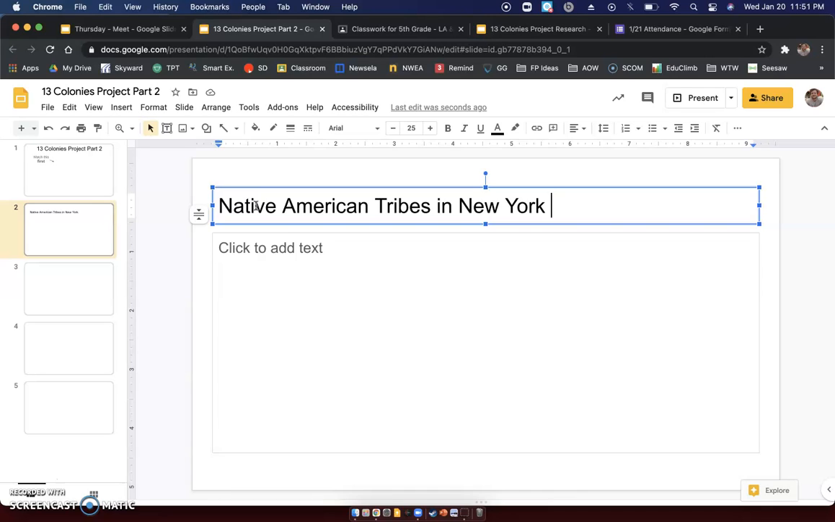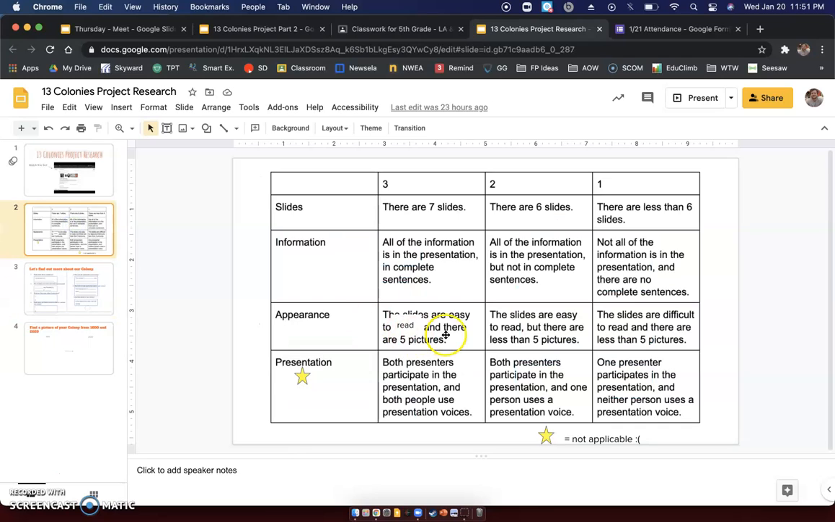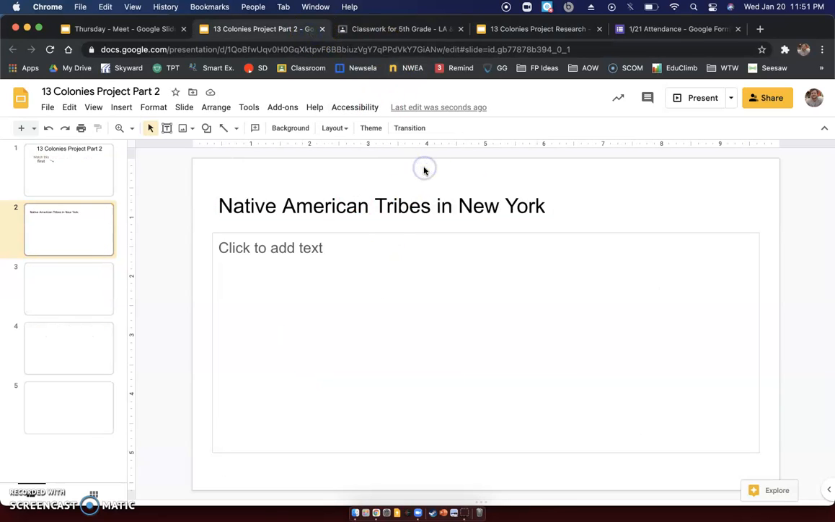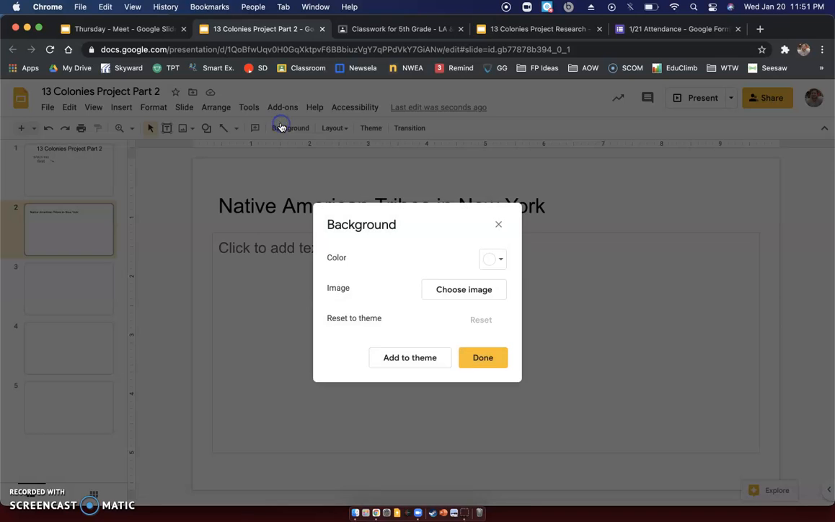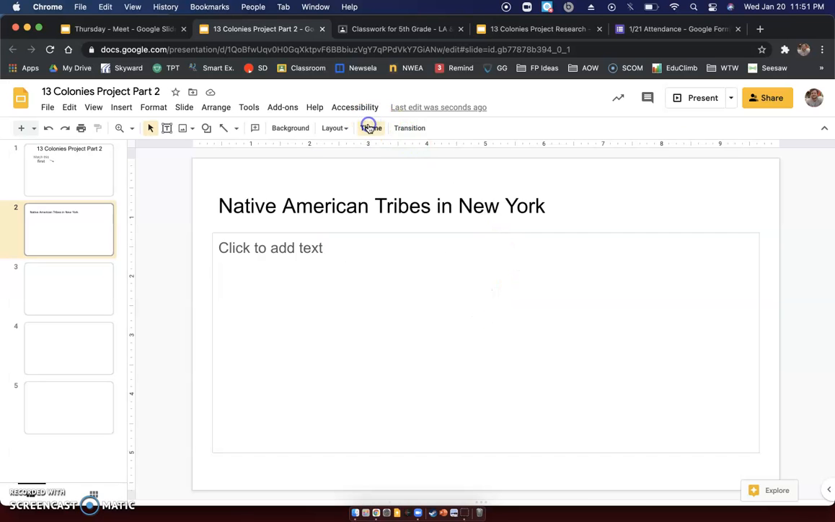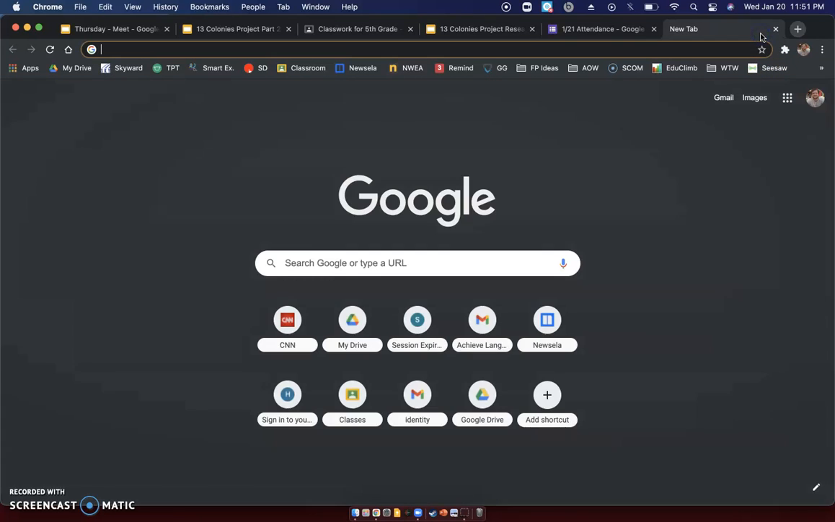So on this slide here, like we said yesterday too, I know that you want to make sure that your slides are not boring, right? But you also want to make sure that they are easily read. Because if you look at our rubric here, that's the biggest thing, right? They're easy to read and there are 5 pictures. So for today, you can change this whatever you want. If you want to do a different background, if you want to do a different theme, it's up to you. How you want to do the background for that too. Okay. So first, Native American tribes in New York. We're going to start with that.